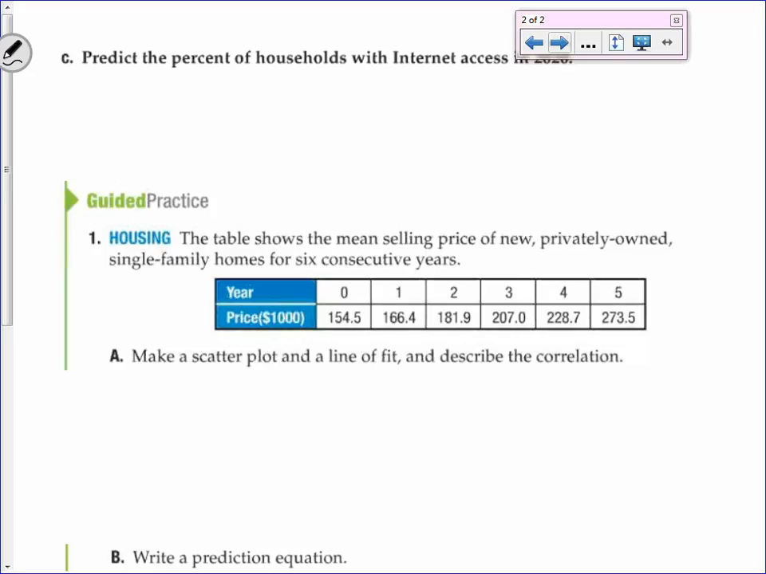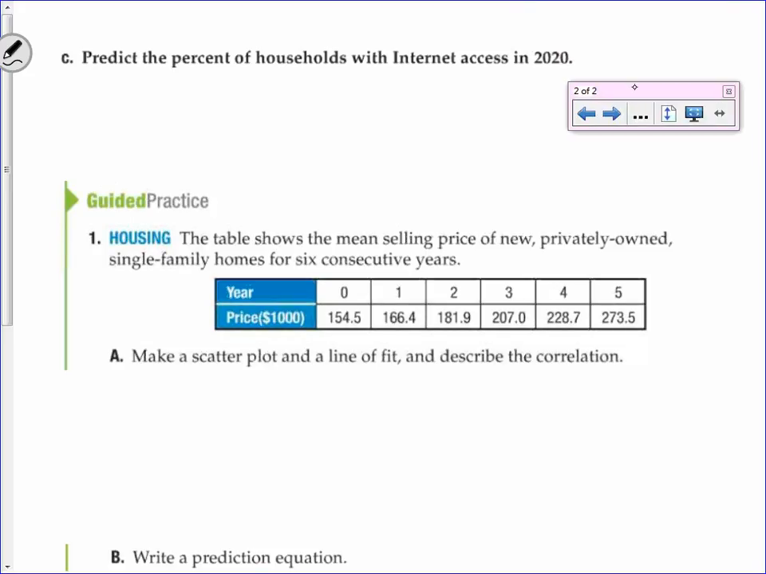Our next question is to predict the number of households with internet access in 2020. So I'll leave this one to you. You can go ahead. 2020 would be how many years from 1995? Should be 25 years. So go ahead, plug in 25 years into our x value there, into our prediction equation. We should be able to find what percentage of households have it.